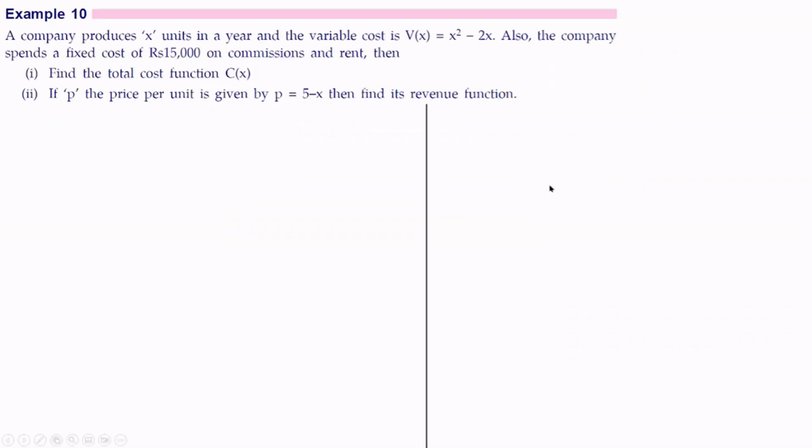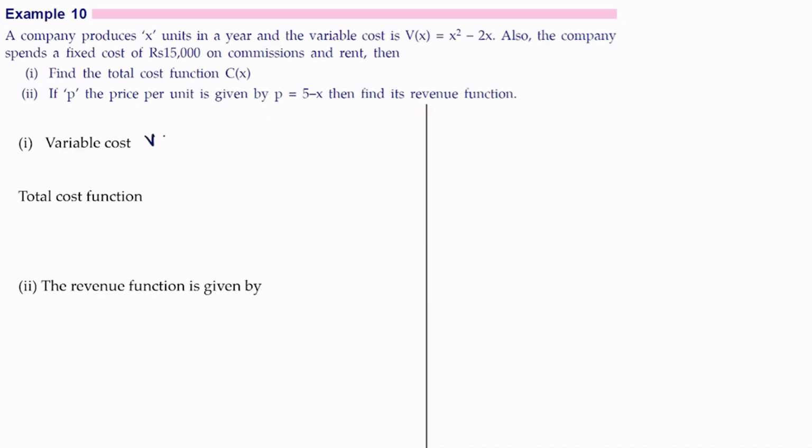And now we will move on to examples. A company produces x units in a year and the variable cost is V of x equal to x square minus 2x. Also the company spends a fixed cost of rupees 15,000 on commissions and rent. Then find the total cost function. Next, if p is the price per unit given by p equal to 5 minus x, then find the revenue function. So we know how to find the total cost function and the revenue function.